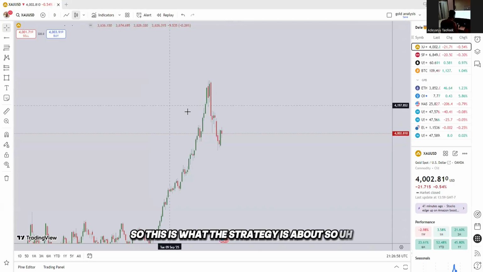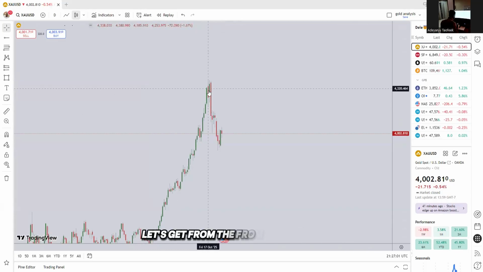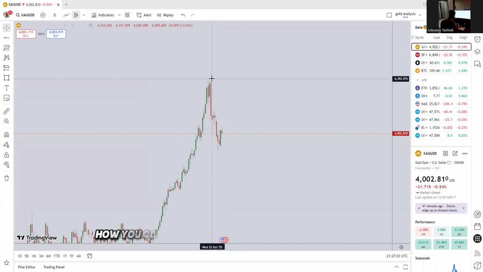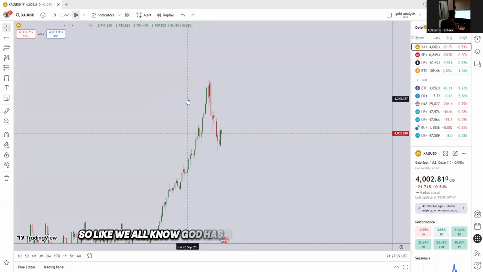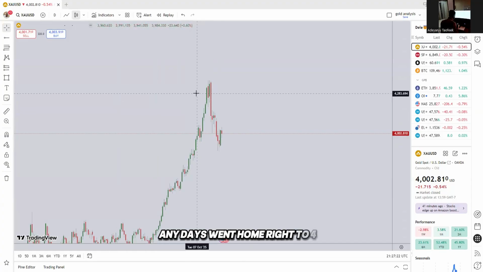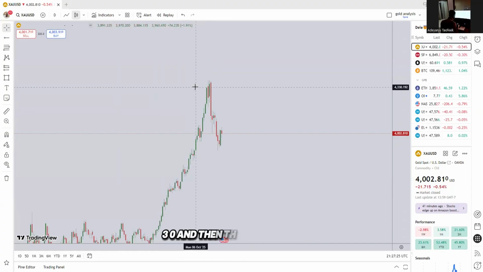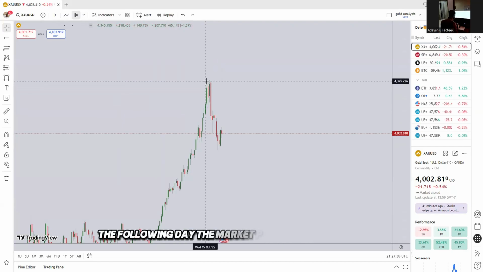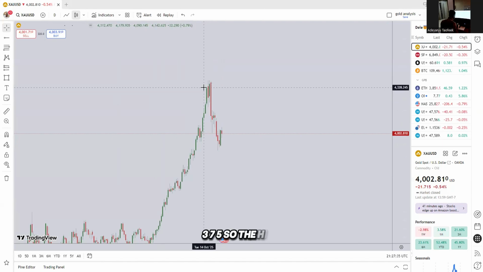So let's get from the top. How you could have gotten SL from this stuff. Like we all know, gold has been in a bullish trend. So it did this, went up to 4330, and then the following day, which is this bearish candle, the market pushed a little bit higher to 4375.